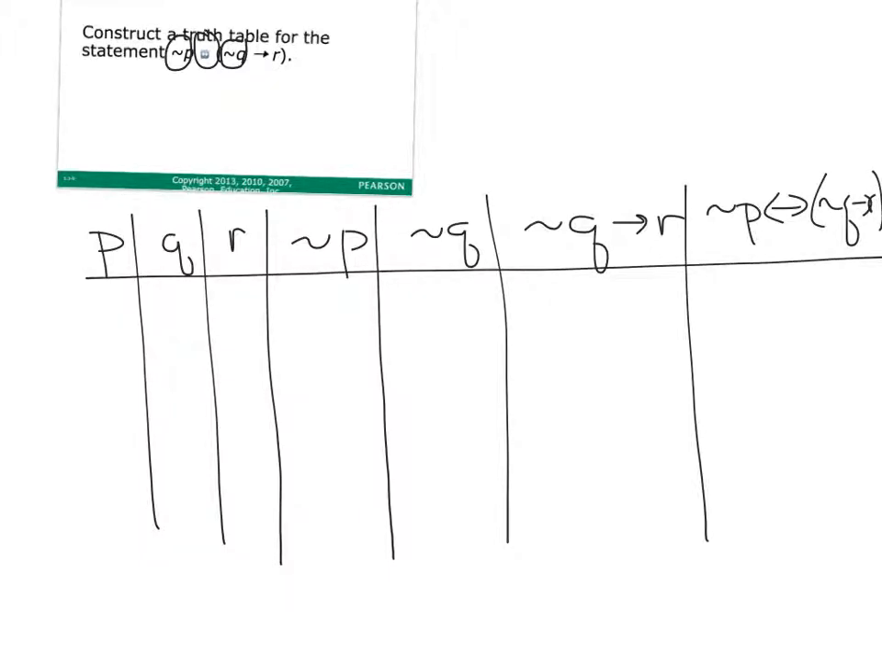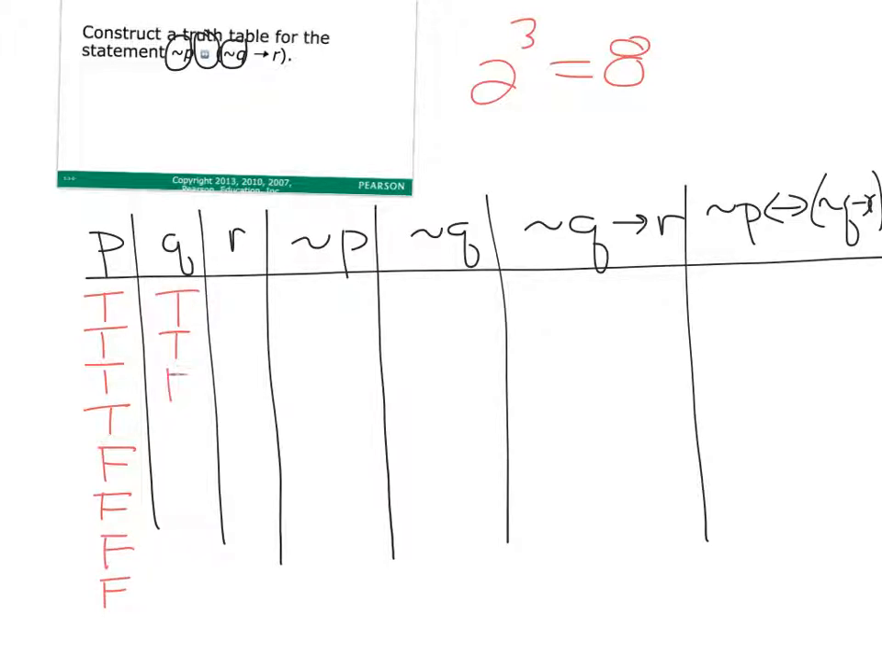Since we have 3 statements, we are going to need 8 rows. Okay, so again, for our P column, start with 4 trues and 4 falses. Then for your Q, go down to 2 and 2. And for your R, go down to 1, alternating back and forth.